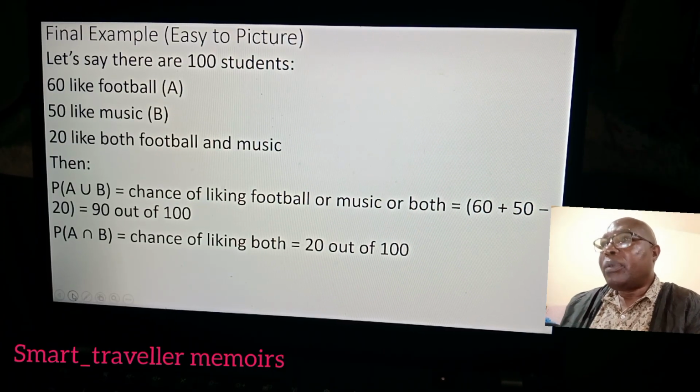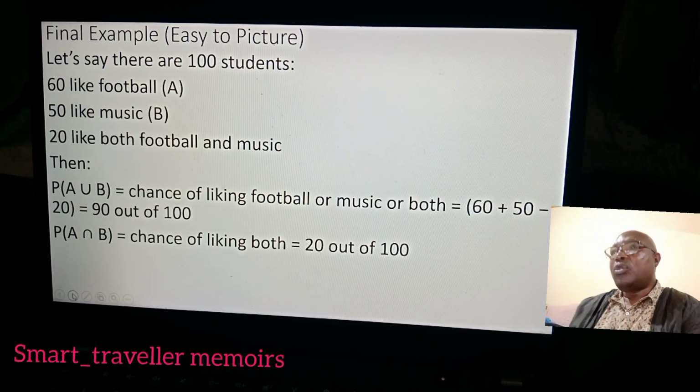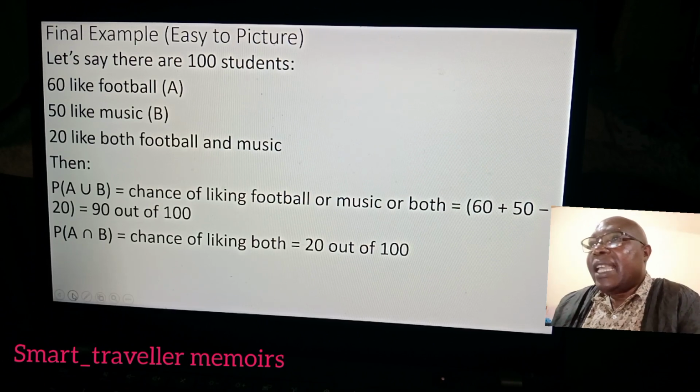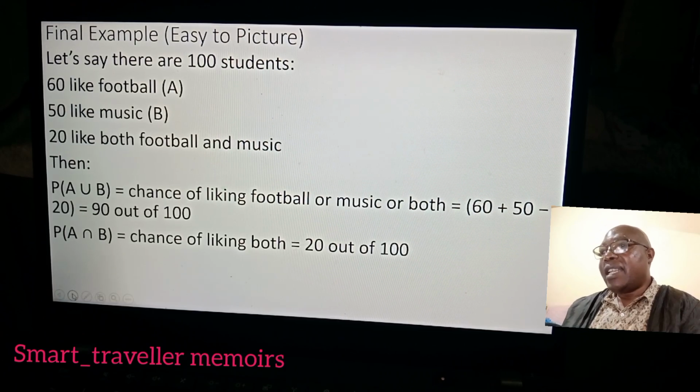Final example, which should be easy to picture. Let's say there are 100 students. 60 like football, 50 like music, and 20 like both football and music. Then the probability of A union B is the chance of liking football or music or both. Therefore, there will be 60 plus 50 minus 20. And the answer is 90 out of 100.